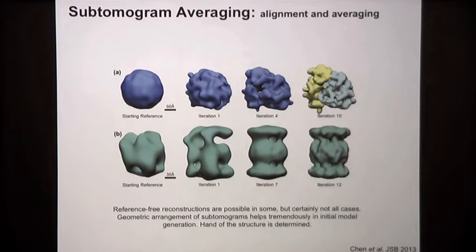Another advantage of using subtomogram averaging for structure determination is that the hand of the structure is determined absolutely, and assuming you didn't do anything wrong, it should be correct.